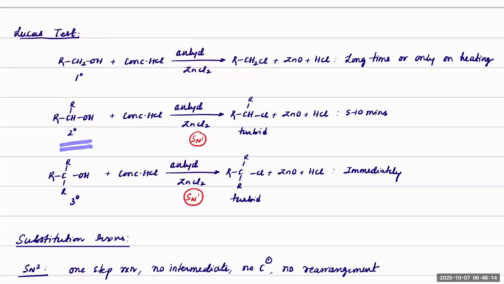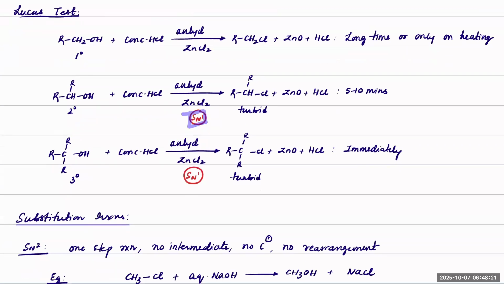Second, if it is 2 degree, it will take 5 to 10 minutes. Reaction would happen via SN1. And lastly, 3 degree happens much faster. Immediately there will be turbidity. The minute alkyl halide will form, it will appear like a turbid, like buttermilk. So white color turbid will start forming. The minute you have a turbid, it is understood that a tertiary alkyl halide is forming.